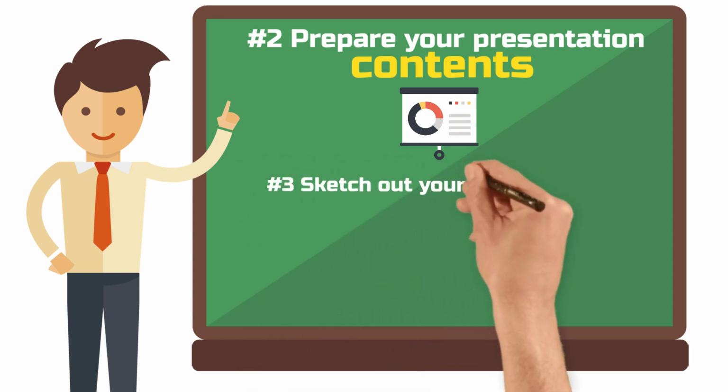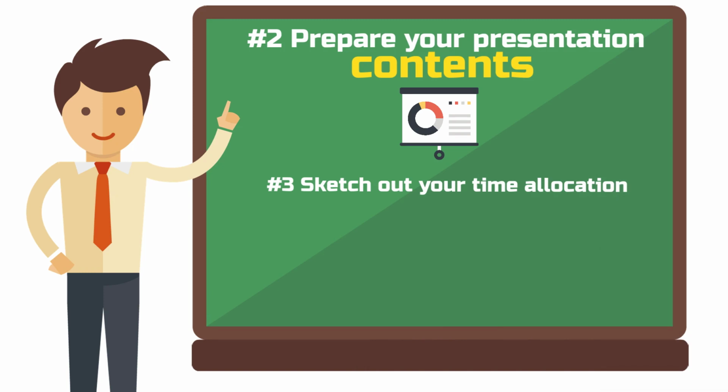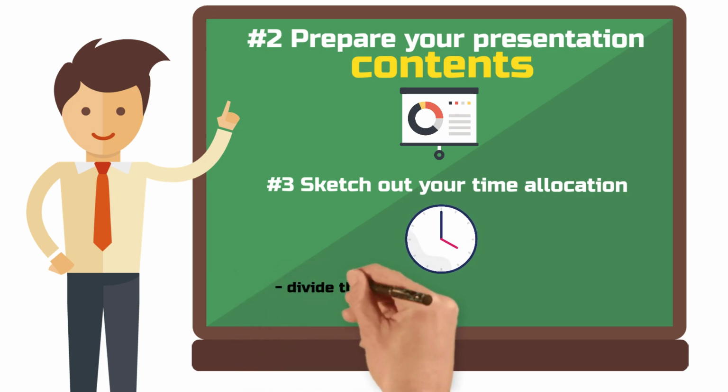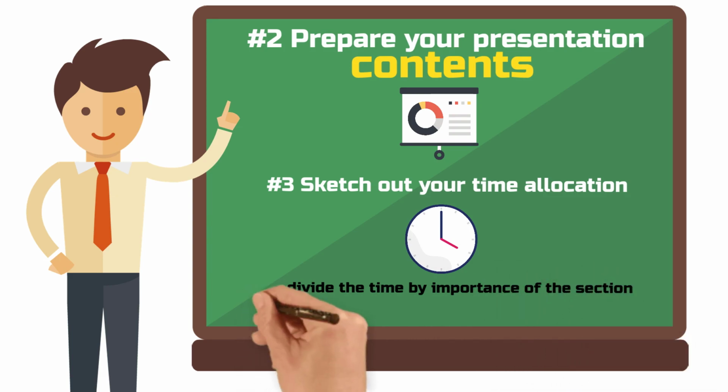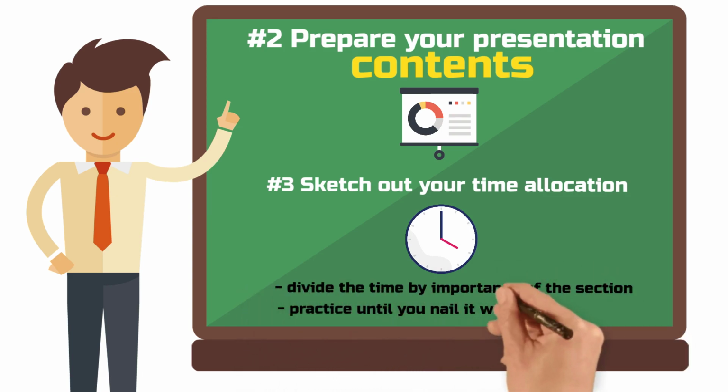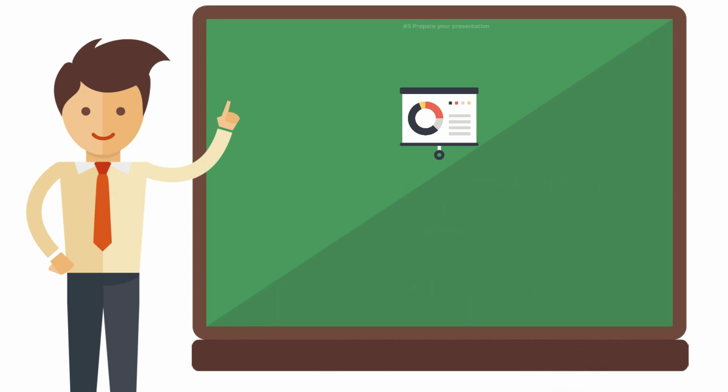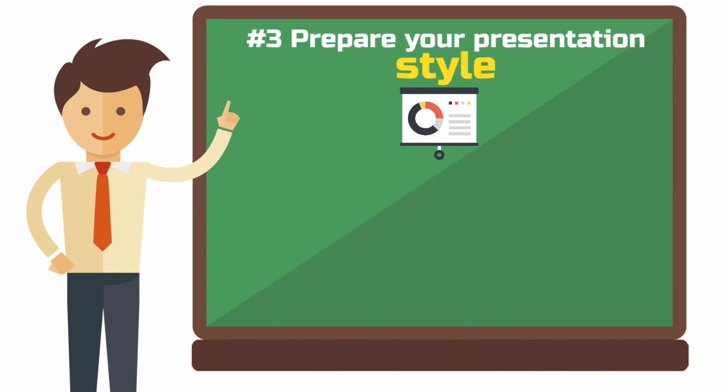Sketch out your time allocation. Depending on how much time you have, you should plan exactly how many minutes will be allocated to each part of your presentation. The more important the section, the more time you should plan for it. You then practice each part of your presentation until you nail it within the set time. These 3 points about the style of your presentation also belong to the roadmap for a successful defense.